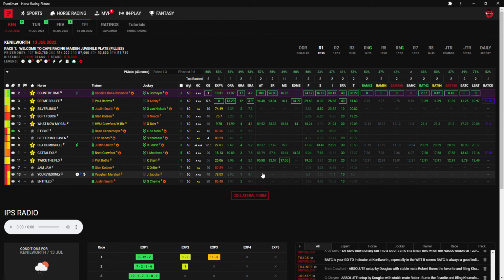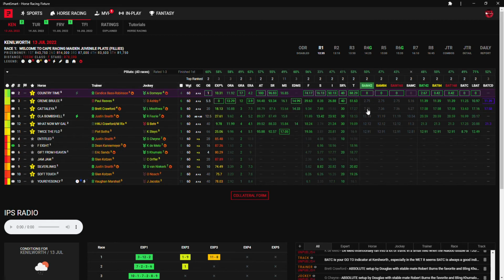Today I would just like to use the Kenilworth card to explain a bit more about our BAMRAL and our BAT functionality. Now, first of all, BAMRAL, or Best Average Merit Rating Adjusted Lengths Behind, is one of our key indicators, and you'll see them here as a BAMRAL 42 in the last 42 days, or in green.